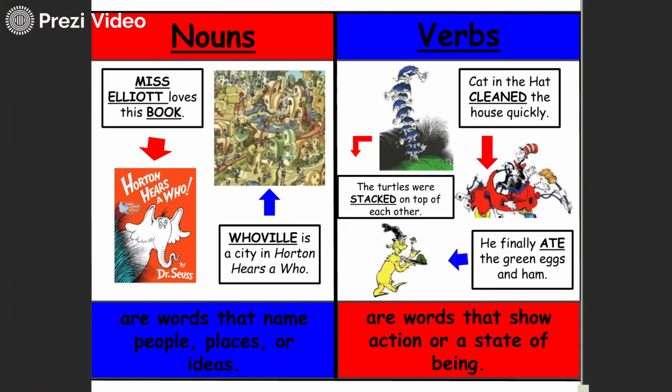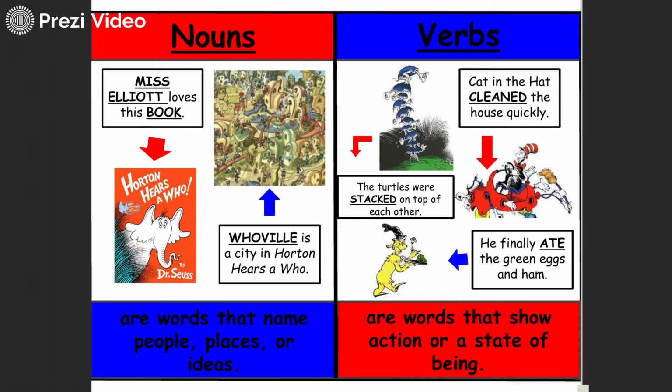And we got Dr. Seuss to help us out today. So starting with nouns and verbs. Nouns are names. They name people, places, or ideas or things. For instance, Miss Elliot loves this book. Horton hears a who. Whoville is a city, and Horton hears a who.